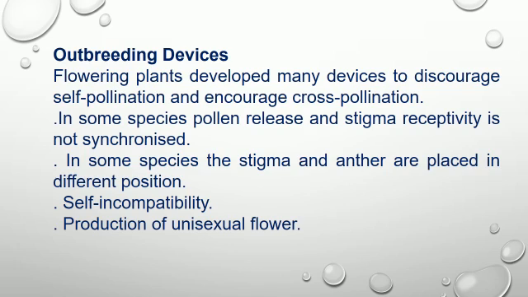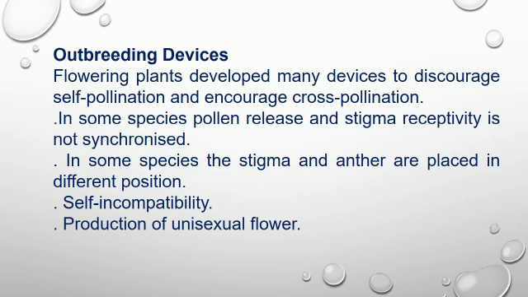In some species, the anther and stigma are placed at different positions so that the pollen cannot come in contact with the stigma of the same flower. Both these devices prevent autogamy. The third device to prevent inbreeding is self-incompatibility. This is a genetic mechanism and prevents self-pollen from fertilizing the ovule by inhibiting pollen germination or pollen tube growth in the pistil.